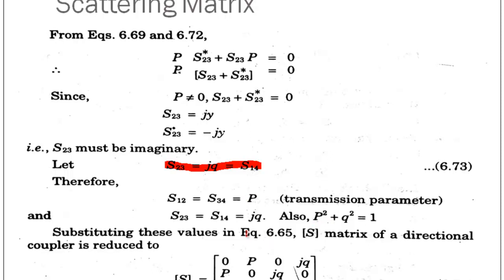Okay? The matrix of the directional coupler we will derive in this. Here we are seeing that in the matrix of the directional coupler, all the diagonal elements are 0, which states that all the ports of the directional coupler are ideally matched to the junction impedance, right?